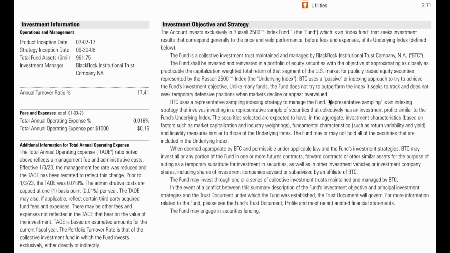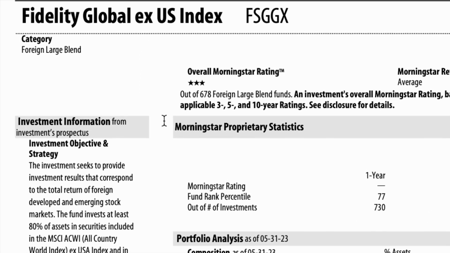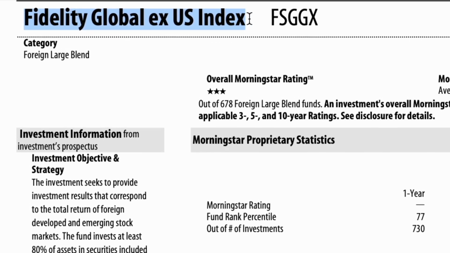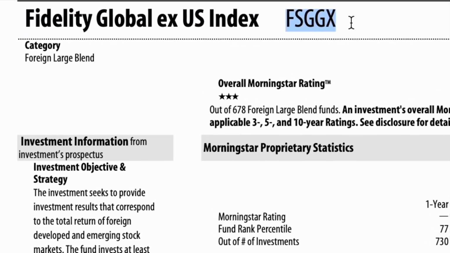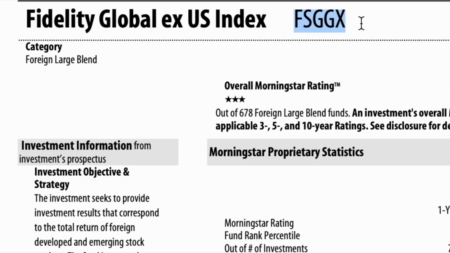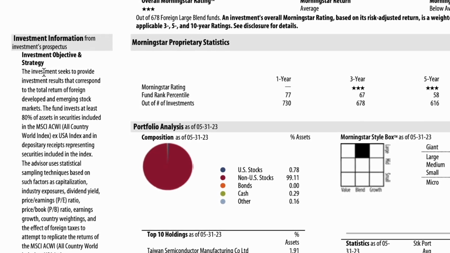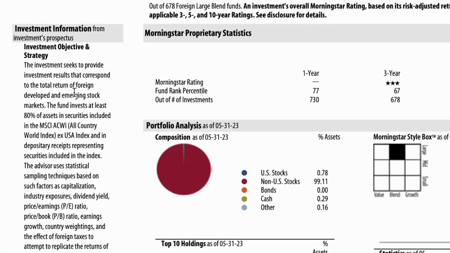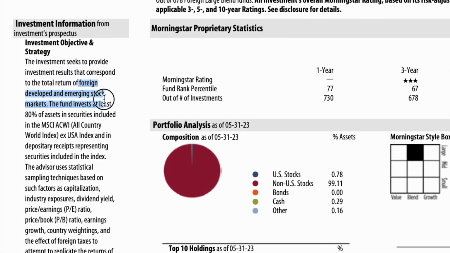This one shows that the Russell 2500 is managed by BlackRock Institutional Trust Company. And long-term, I'll throw 10 to 15% of my portfolio in them and then see how it goes. Last but not least, in my 401k, I have the Fidelity Global ex US Index, FSGGX. This is offered by my job. What this means is that this investment seeks to provide total return in foreign developed and emerging stocks.